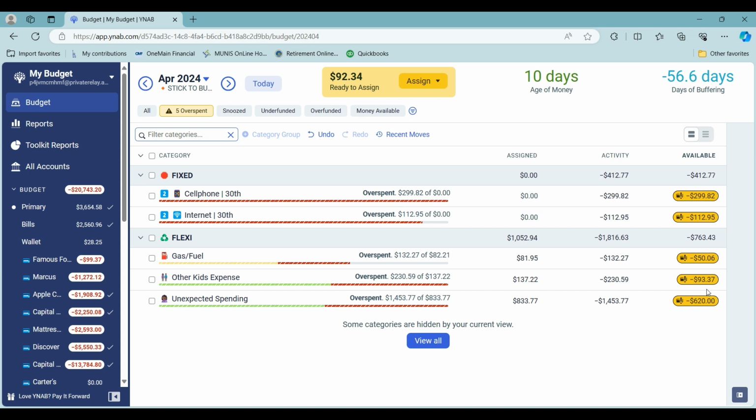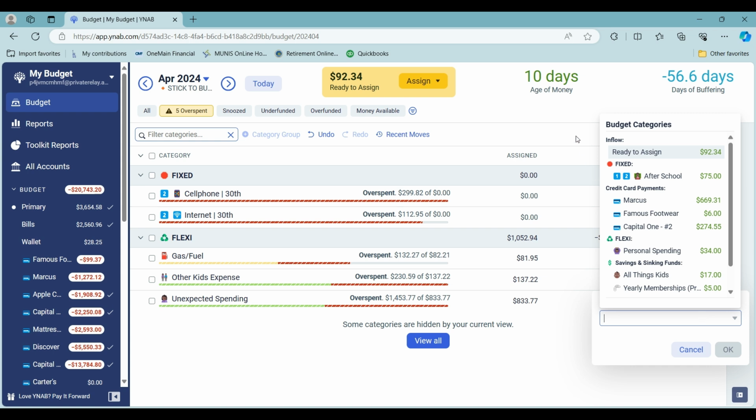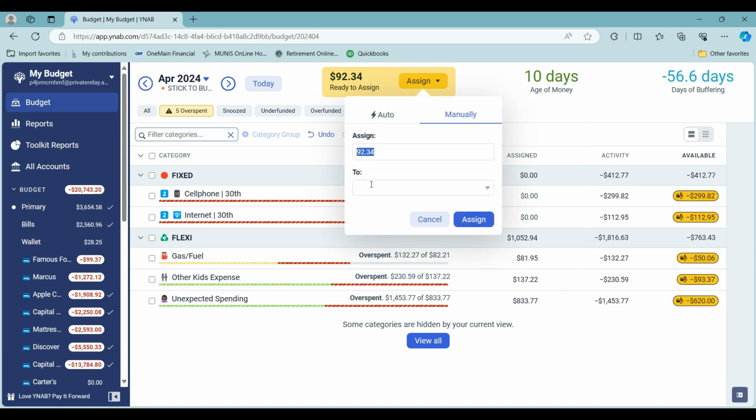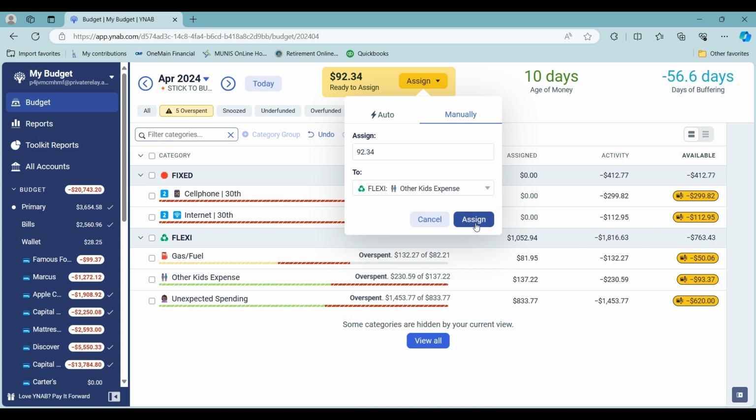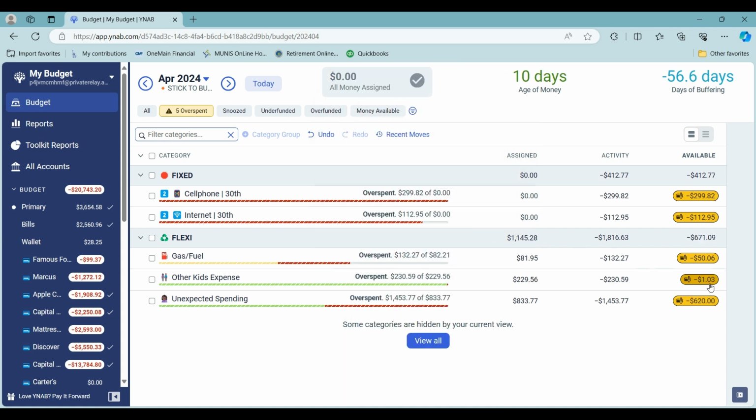All right, and I'm also gonna cover the gas. Actually, I'm gonna leave the gas because I have 92 and 34 cents. The other kids' expense is 93 and 37 cents. So I'm gonna go ahead and put it into the other kids' expense just to cut that down. So that is covered. So now I have $1.03 to pay for the other kids' expense and still have the $50 to pay for the gas.